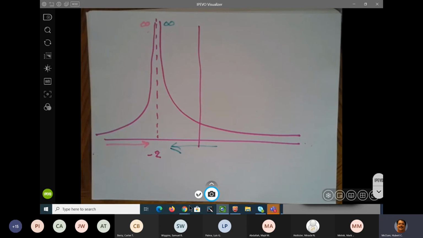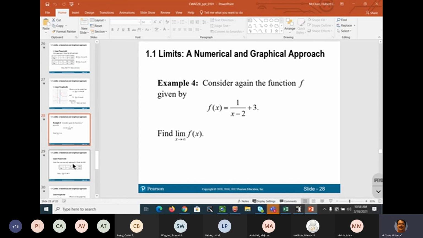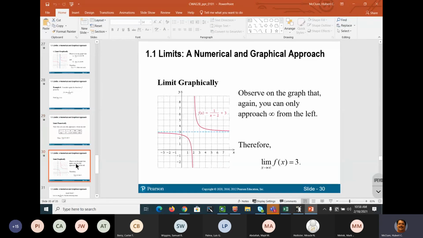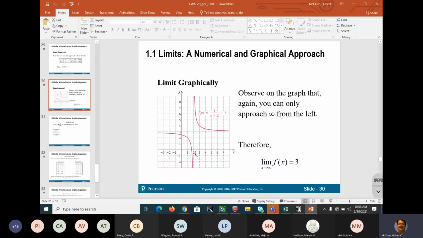And that's probably what they're going to show you next on the PowerPoint. Well, I don't know if they're going to show you that or not, but see, here's another one. As x approaches 2 from the left, negative infinity. If x approaches 2 from the right, positive infinity. So there's no limit at x equal to 2.